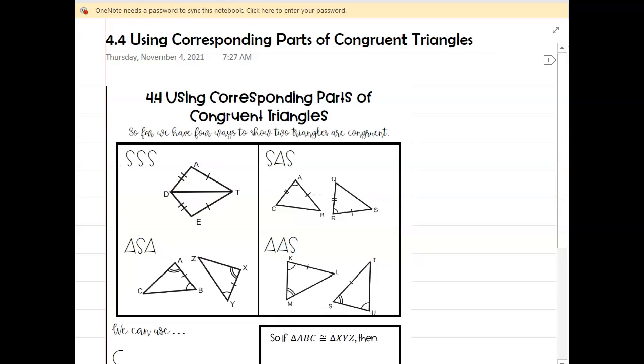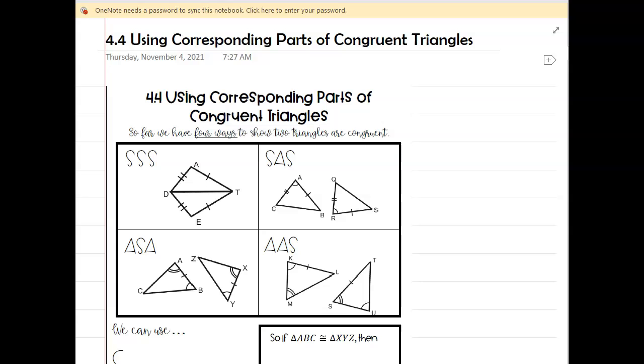So, we are just going to add on to what we have been doing. We're going to combine what we did in 4.2 and 4.3. In 4.2 and 4.3, we worked on how you can prove that two triangles are congruent. Now, think back to 4.1, a long time ago, it seemed like.